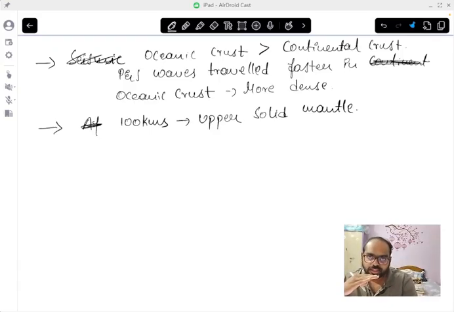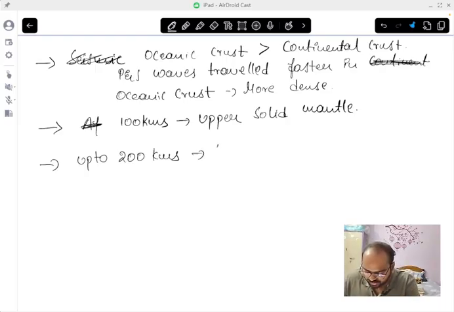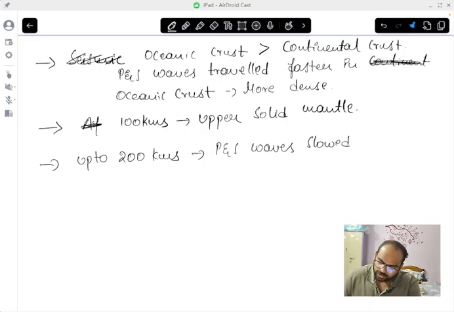Beyond 100 kilometers, up to 200 kilometers, P and S waves slowed down, indicating the presence of the asthenosphere.